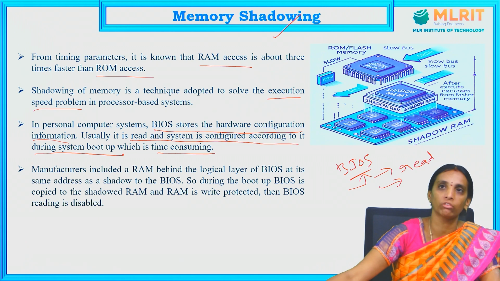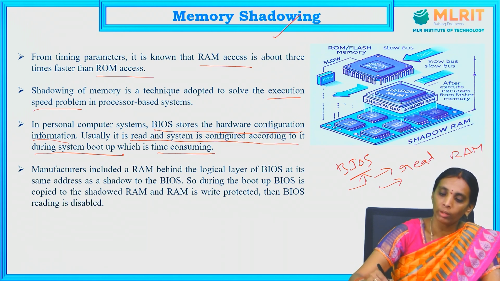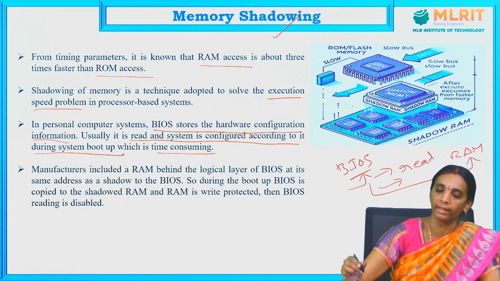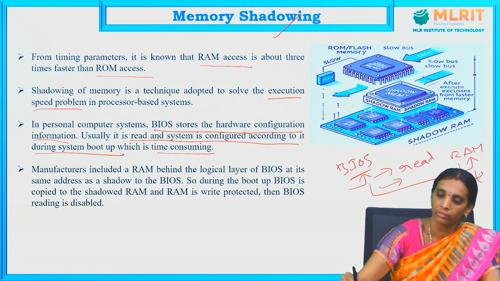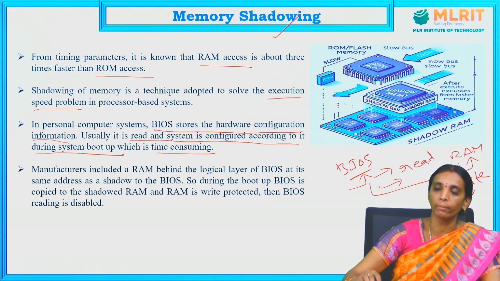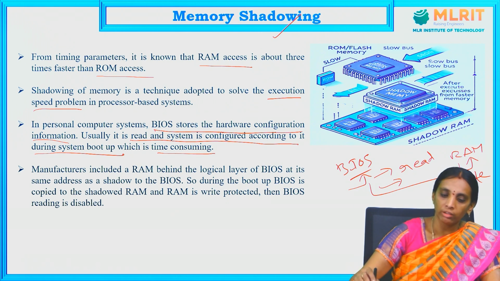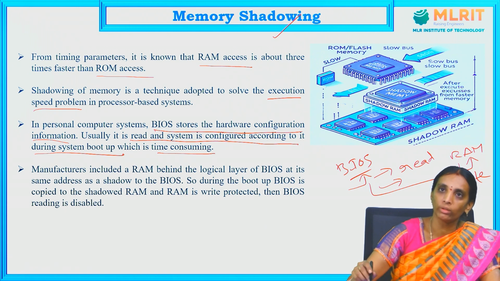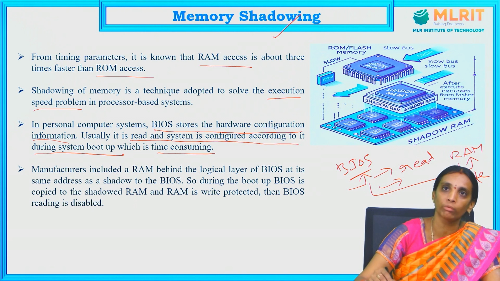So in this case we use a dummy memory, just like a RAM, and we copy whatever data is present in the BIOS to that RAM, and we can enable the write operation for that. We can use this for our boot up process only. Even though we have the write operation, it is write protected, and we use this in place of the boot operation. Then the system will be faster.